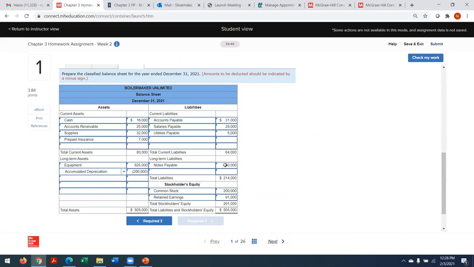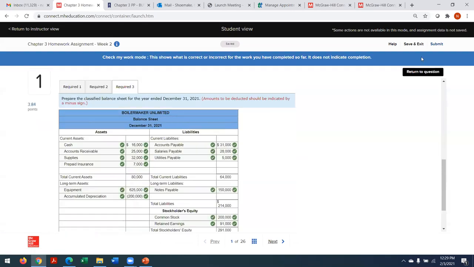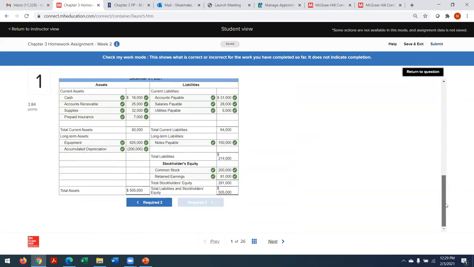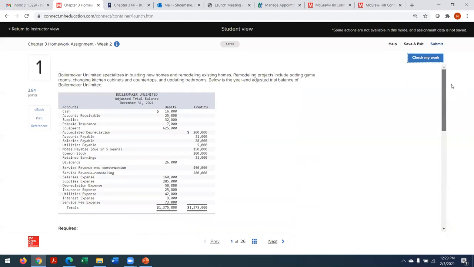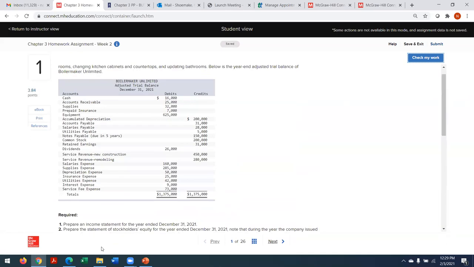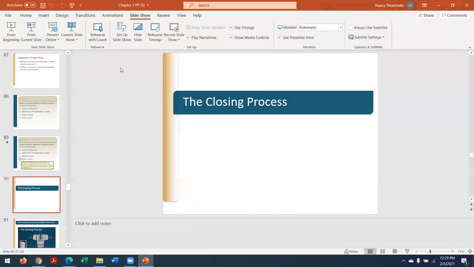So the key here is, do our assets of 505 equal our liabilities plus our stockholders' equity? That's the key you want to make sure you've got. Does that make sense, guys? Yes. Great. Any questions on financial statements before I move on? Okay.